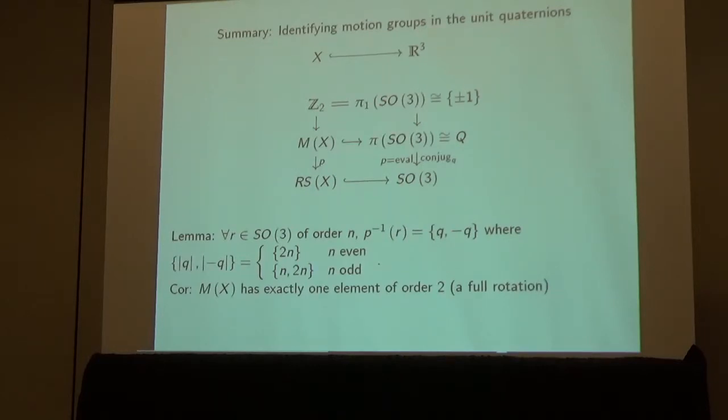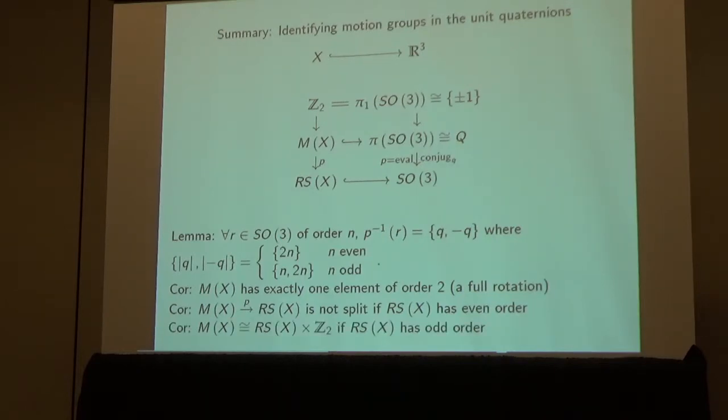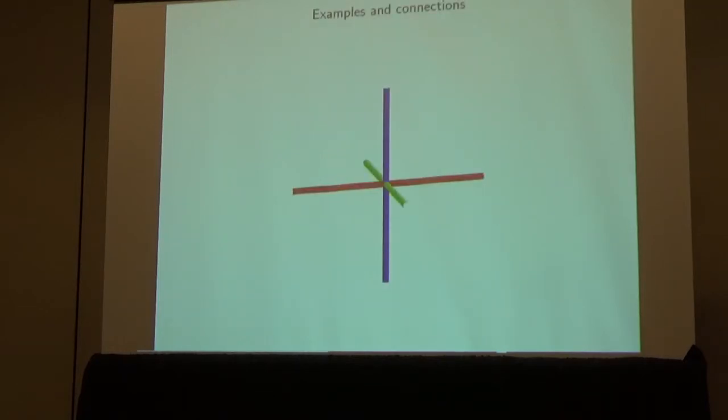And one corollary of this is that the motion group has exactly one element of order 2, and in fact it's that full rotation that we just talked about. It always has just one element of order 2. And another corollary of this is that this projection of the motion group to the rotational symmetry groups, this twofold cover by Z2, is not split if the rotational symmetry group has even order, but in fact it is split if the rotational symmetry group has odd order. So we can begin to look at this group theoretic covering and what's going on here. These, of course, are all subgroups of the unit quaternions. And now I just want to show you a few pictures and then end.